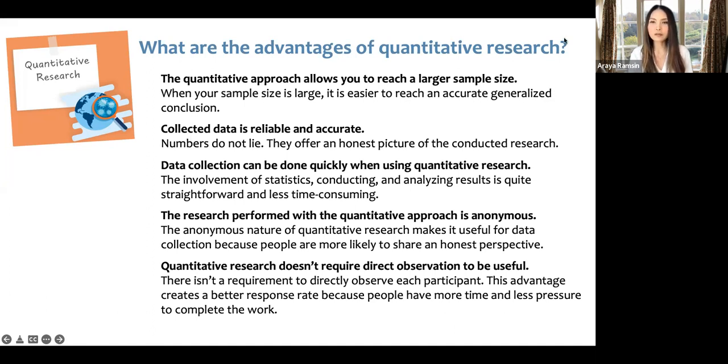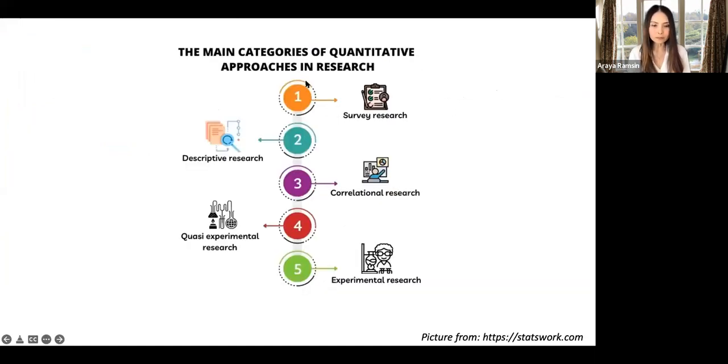Quantitative research doesn't require direct observation to be useful. So it isn't a requirement to directly observe each participant. This advantage creates a better response rate because people have more time and less pressure to complete the work, because surveys can be sent out to people without the need to have them physically in the room with you while they are providing answers. So that's good about it.